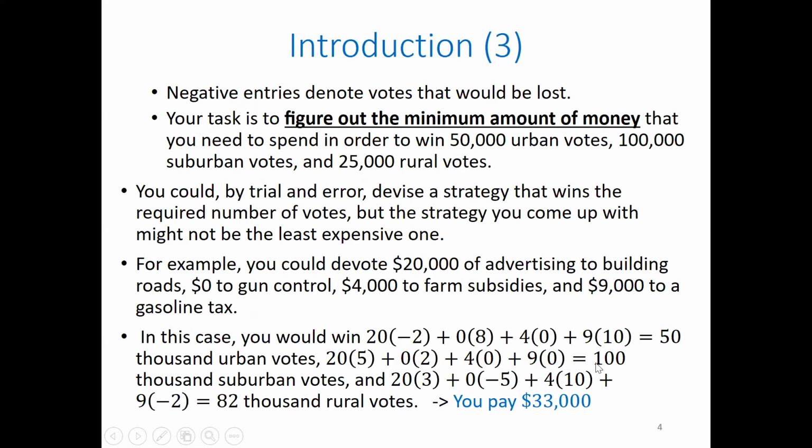Then I do the same thing for the second column. That would give me 100,000, which is good. I do the same thing for the last column, which would be 82,000, which is more than what I expected. In total, if you add up 20 plus 4 plus 9, it gives me $33,000. So with $33,000, using the trial and error approach, I can actually win the required number of votes from each section. But we want to do it in a more efficient manner.